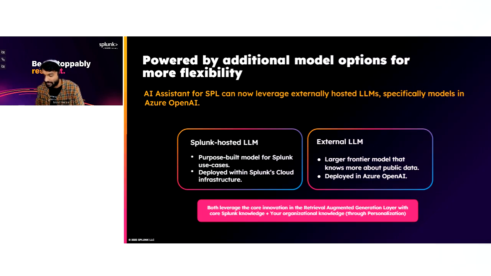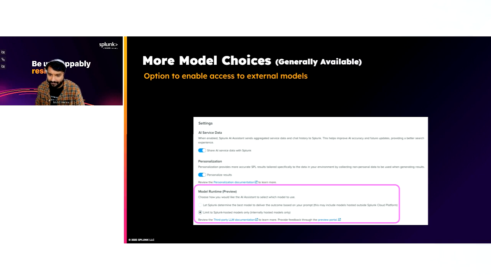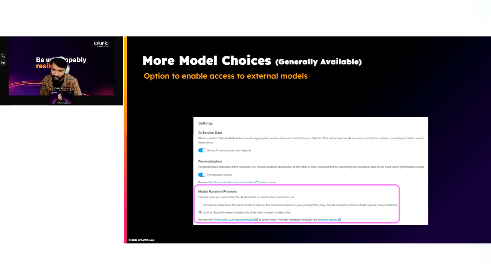So here's another option. It's not turned on by default because we do want the administrators to have the control. So if you do want to turn it on, you would have to update to the AI Assistant for SPL version 1.4. You'll see this in the settings. It's called, actually, in fact, I apologize, it's generally available now, so it won't say preview. It'll just say model runtime. And then what you would have to do is turn on the first radio button where you're saying that you're allowing Splunk to determine the best model for this outcome. And this is all you need to do.